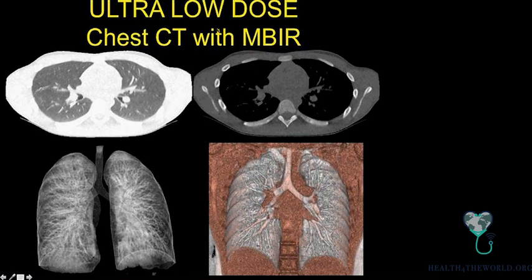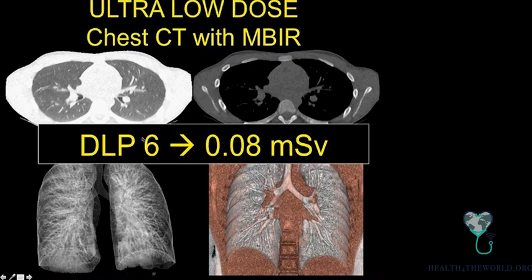So this is our ultra-low dose chest CT. We developed it actually for pectus excavatum, but we're now using it for cystic fibrosis follow-up. We also use it for excluding airway foreign bodies. And these are just kind of fun, eye candy 3D reformats of that data. This is a DLP of 6.